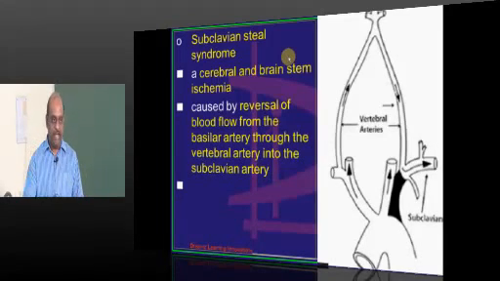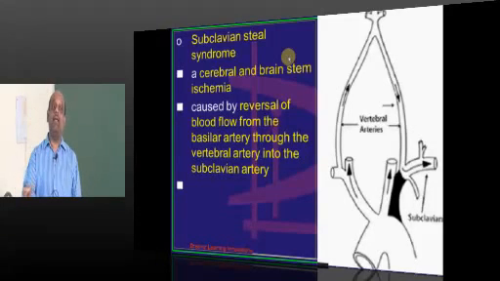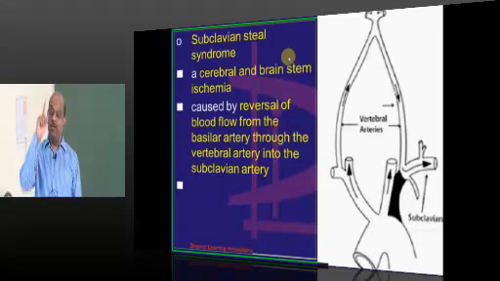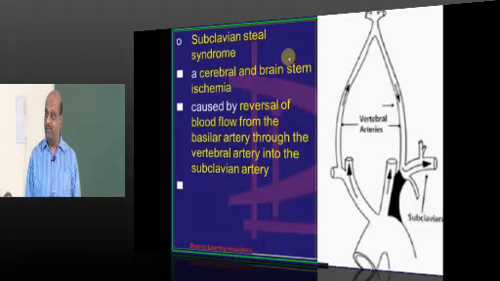So hand should get some energy, some blood flow. But who tells the hand to work? Brain. That receives the blood from vertebral artery, right?